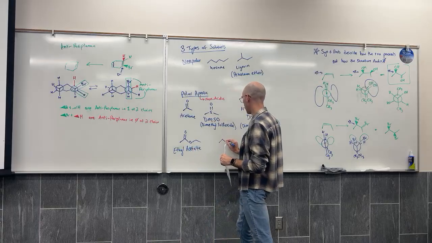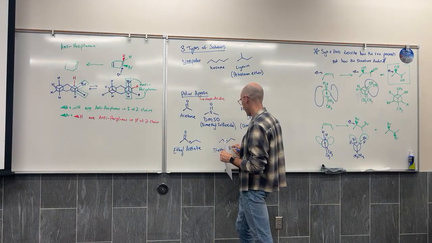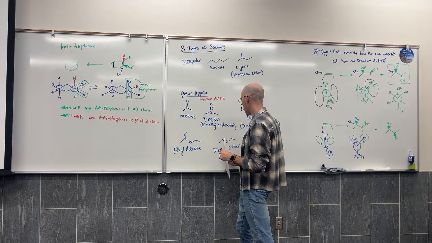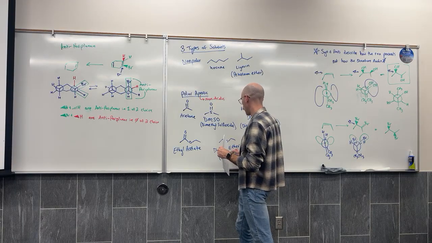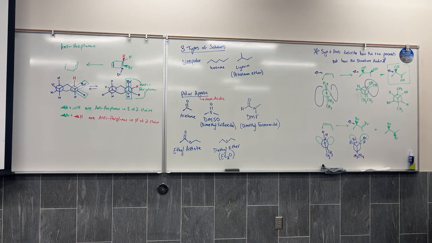And next to it is diethyl ether, sometimes written as Et2O because it's 2 ethyl groups connected by an oxygen. We use a lot of diethyl ether in lab, and that's because it's relatively inexpensive, fairly good at separating from water and nonpolar solvents. The problem with ethers is that they form peroxides over time.